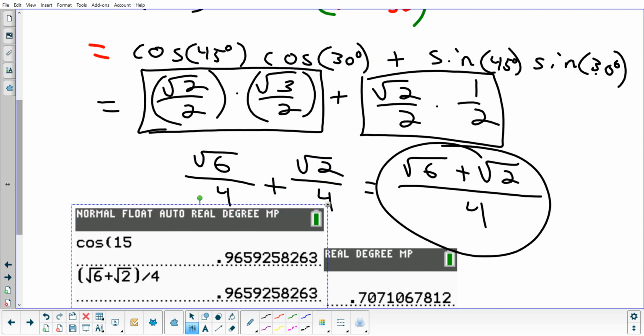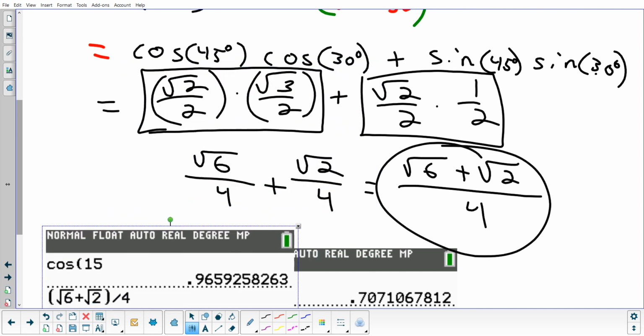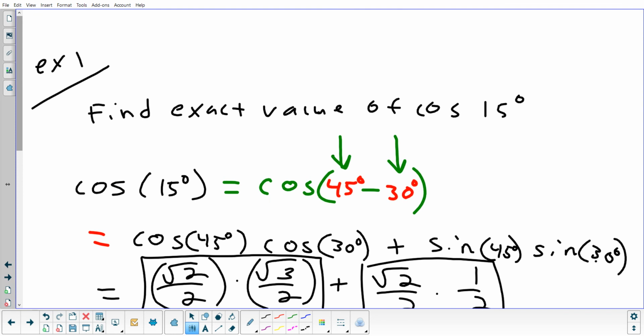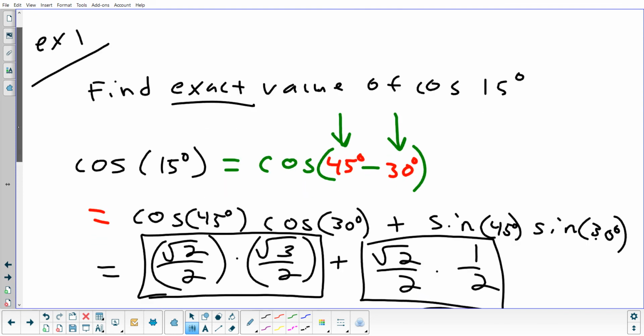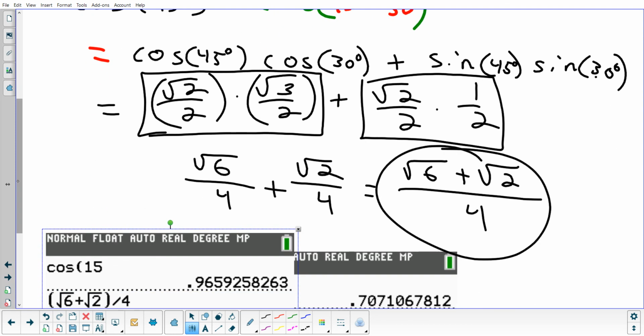So on the test or in the homework, if they ask for an exact answer, you're looking to write something like this. It's going to have square roots. Don't put 0.9659. That's not exact. Okay. Questions on that one?